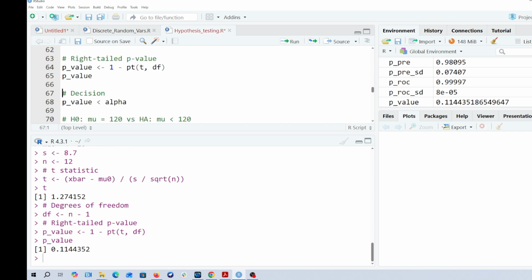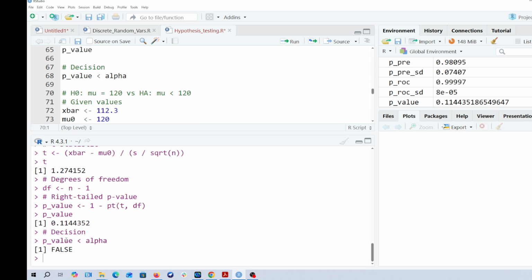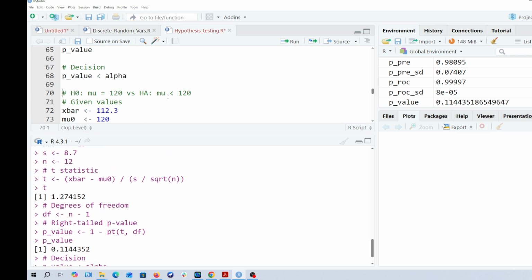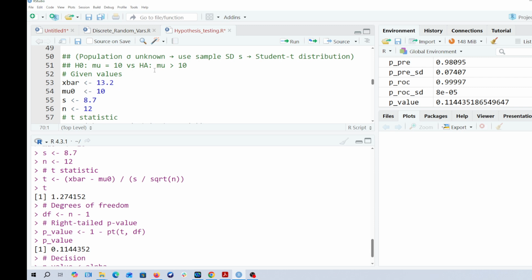and then we can check it with the alpha value, we see that the p-value we calculated here is far greater than the alpha value. It's more than 5%. So in that case, we do not have enough evidence to suggest that this mean is greater than 10.